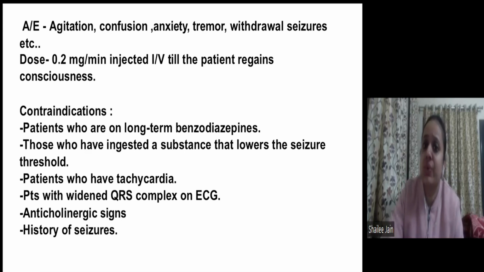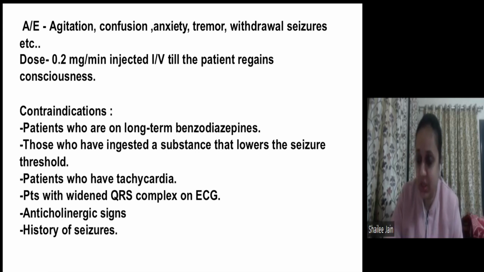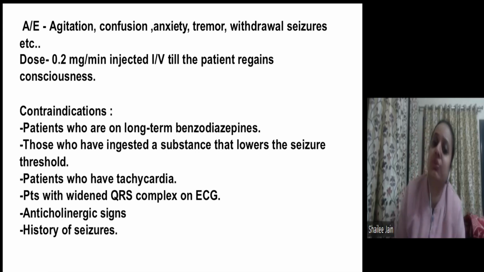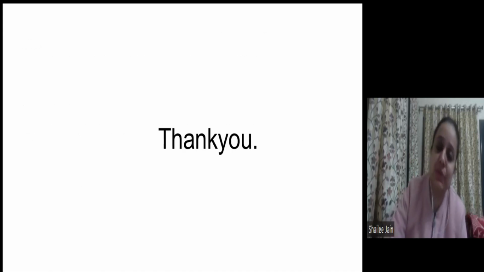So what are the basic ED protocols for a patient coming to us with a history of benzodiazepine overdose? We have to basically think about decontamination techniques. We have to think of the ABCD approach, and we have to think of this antidote. So that's the summary of benzodiazepine toxicity. Hope it's helpful for you. Thank you so much.